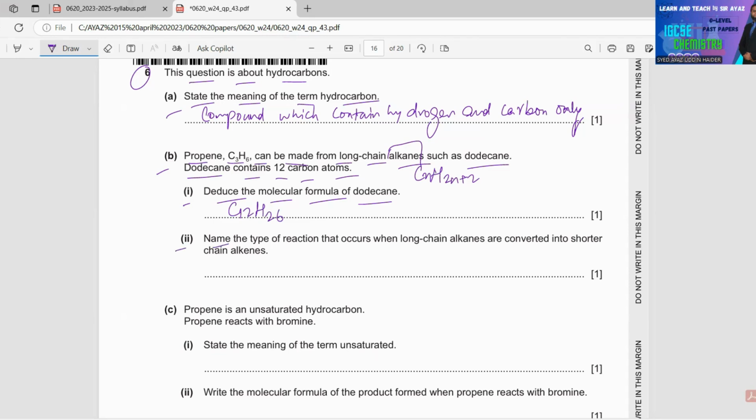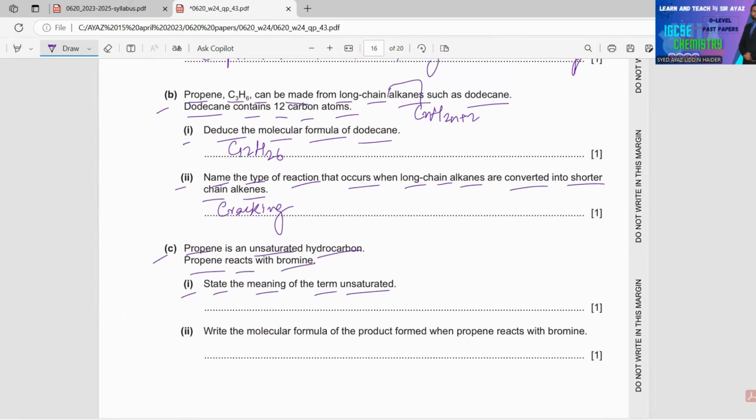Number 2. Name the type of reaction that occurs when long chain alkanes are converted into shorter chain alkenes. It's known as cracking. C. Propene is an unsaturated hydrocarbon. Propene reacts with bromine. Number 1. State the meaning of the term unsaturated. Contains at least one carbon-carbon double bond.